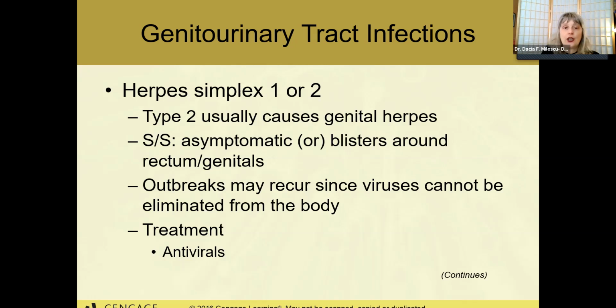Type 2 is the genital herpes. So it's just a variant of herpes that is going to infect the genitals. Again, just like gonorrhea, you could be asymptomatic and spreading it. But if you're having blisters around the genitalia area, as well as the rectum, you are in the acute symptomatic phase and quite contagious. All right, so outbreaks may occur since the viruses can never be eliminated from the body. The only way to manage it is acyclovir as needed when there is an acute phase.